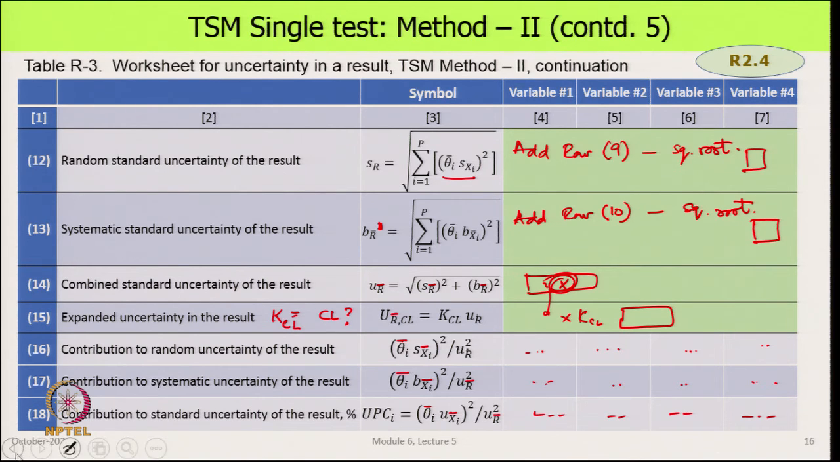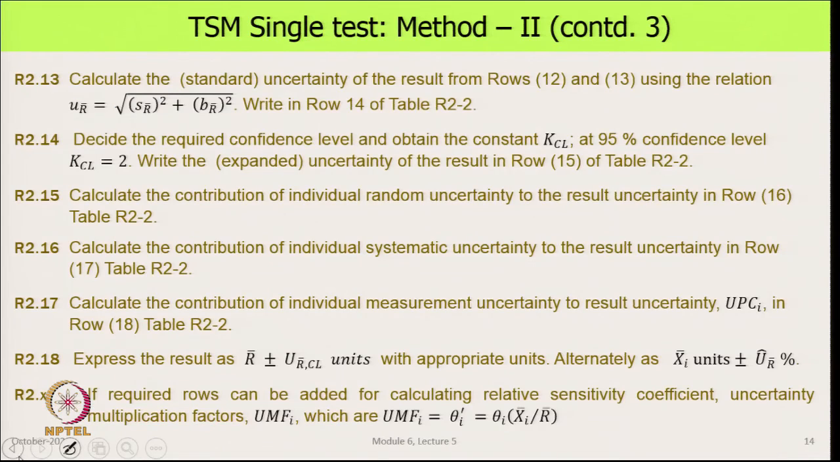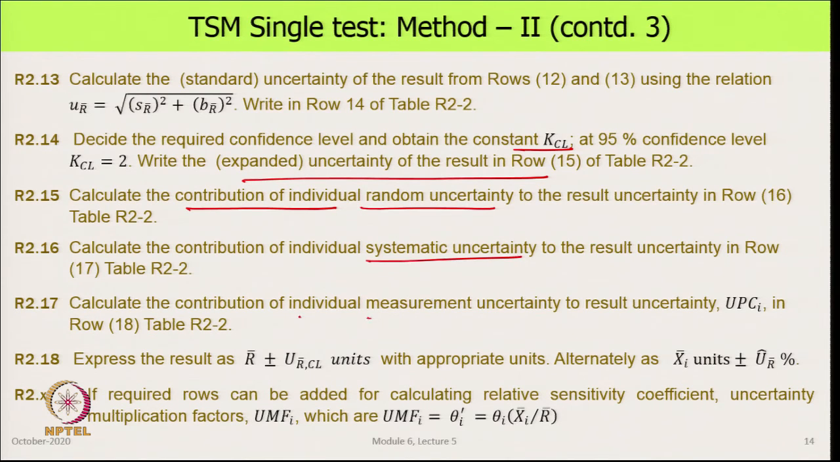So, what did we get? We decided K_CL and got the expanded uncertainty in the result. Then we looked at the contribution of individual random uncertainties, systematic uncertainties, and contribution to the individual measurement uncertainties. All these calculations done, we are ready to express the result, which is R bar plus minus U_R,CL with its appropriate units, or this with its appropriate units and something as a percentage.